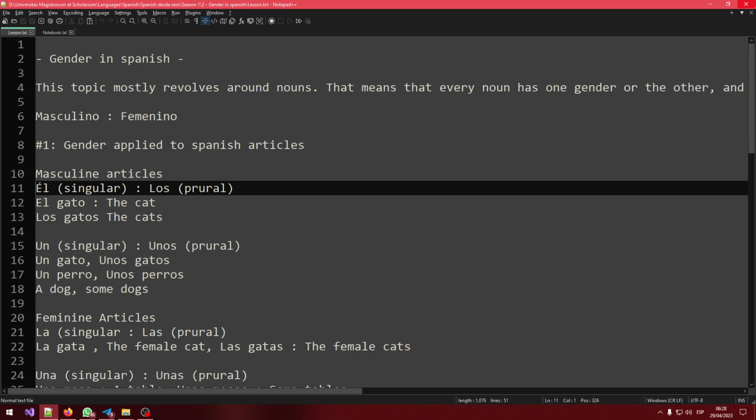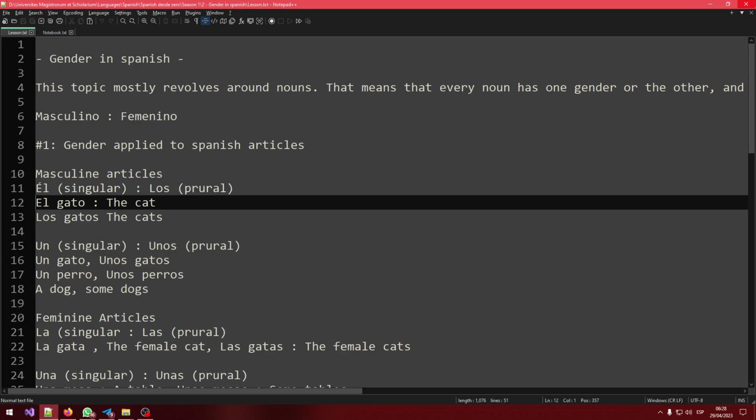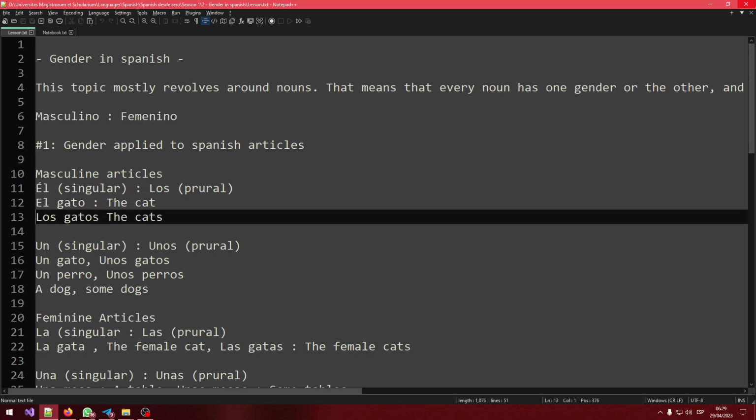Remember, for example, we have an example here: el gato, or los gatos. El gato, los gatos. The cat, el gato, the cats, los gatos.